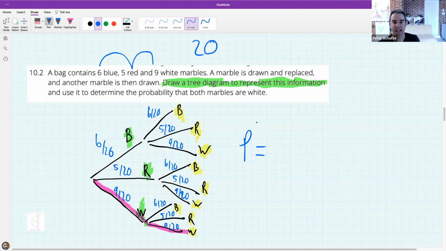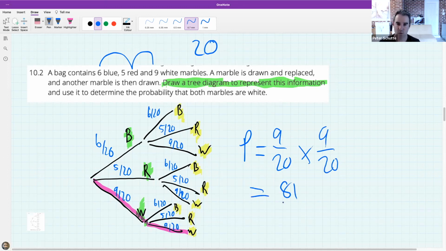And one of the main ideas from today is that if I have a tree diagram with independent events, all I need to do is multiply along the branches. If there are multiple branches, I add them. But in this case, there's only one branch. And so my answer is just going to be that, which is 81 over 400, or if I put it into percentage, it would be 20.25%.